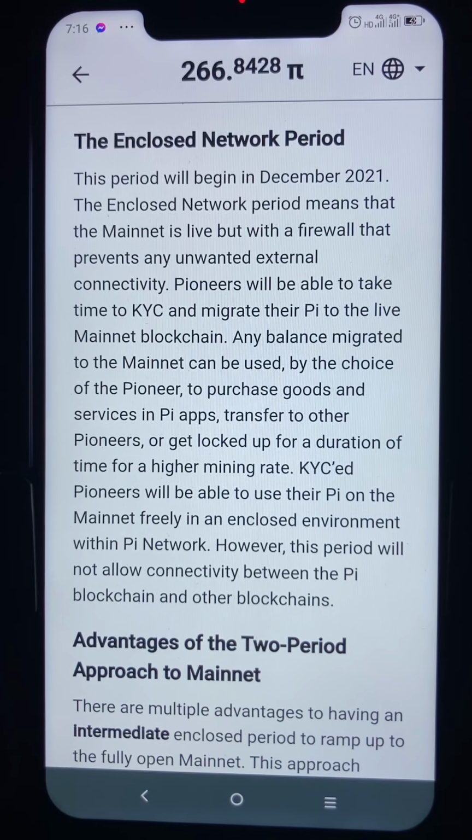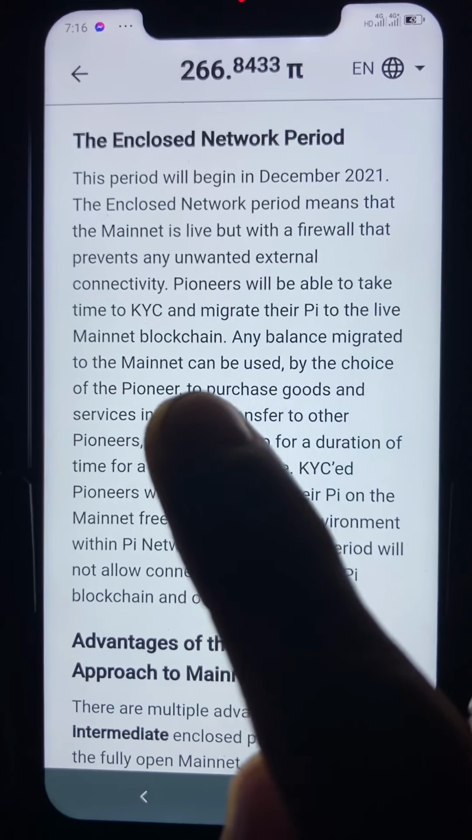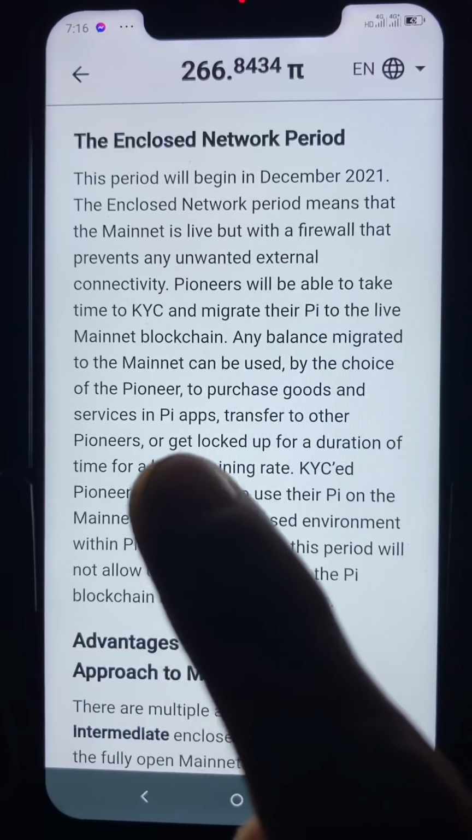Okay, klaro na ba? Klaro sa inyo? Tatlo yung pwede mong magawa as a pioneer while we are at the enclosed network. Una, you can purchase goods and services in Pi apps.